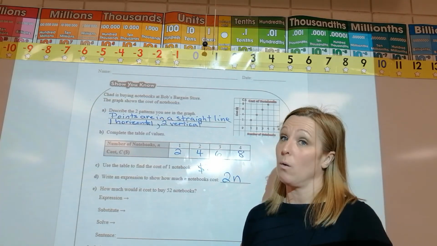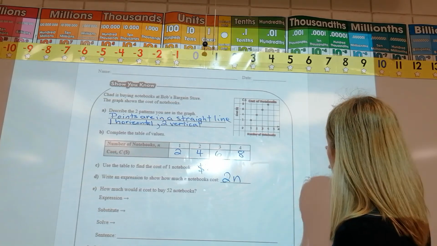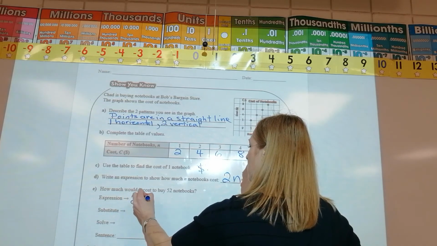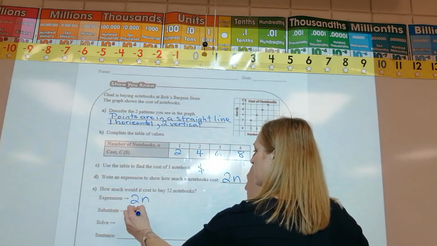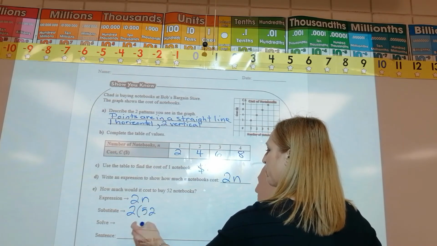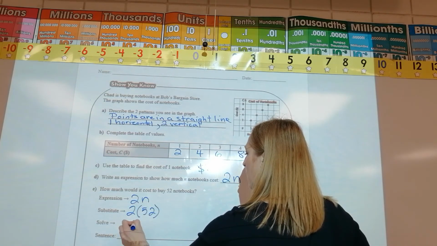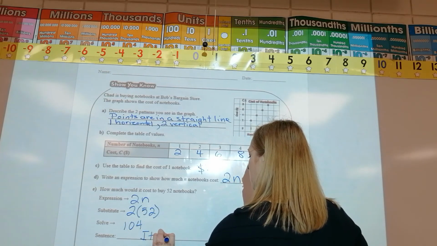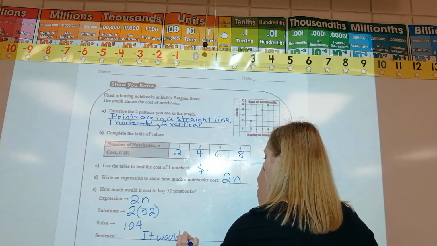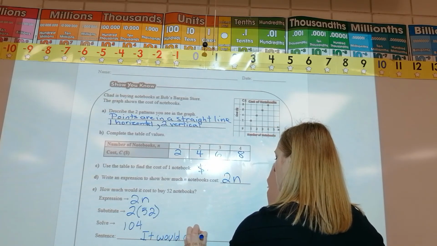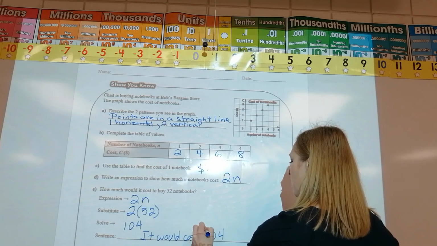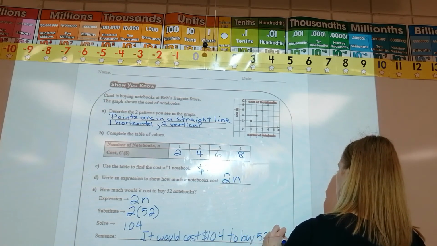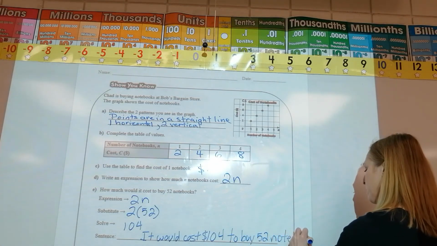How much would it cost to buy 52 notebooks? Well, that would be very difficult if I just kept extending this until I got to 52. So instead, I'm going to use my expression, 2N. Substitute 52. Solve, 104. Sentence, it would cost $104 to buy 52 notebooks.